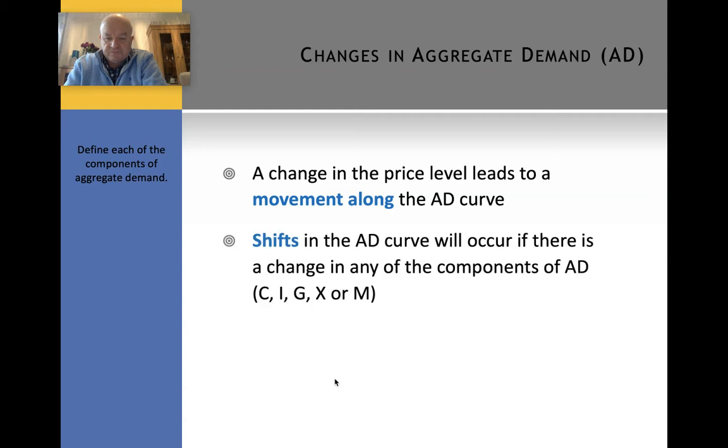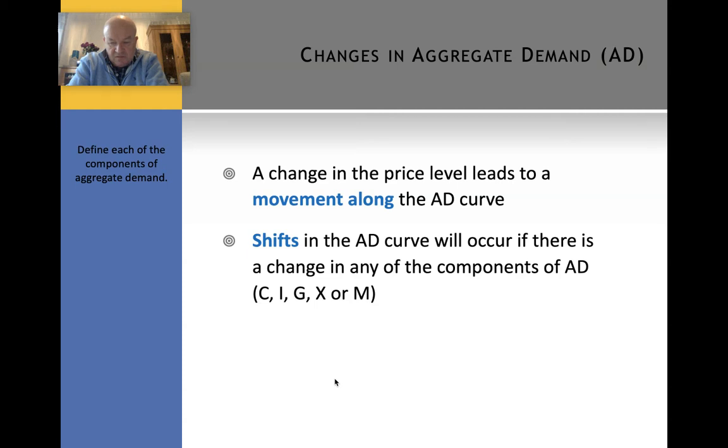No other reason. If we get a shift in the AD curve, and that means that either it goes out to the right or the left, that's due to changes in any components of AD. And remember those components, if you got your formula correct, were consumption, investment, government spending, and then the difference between exports and imports, or net trade, which gives you the overall AD for an economy.